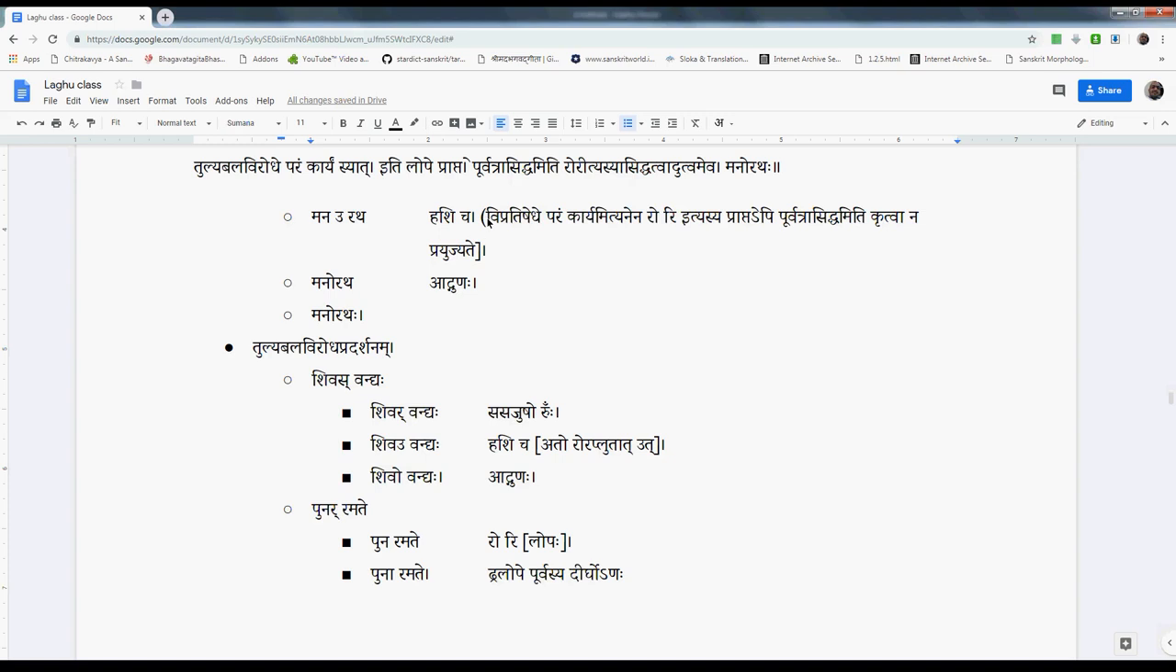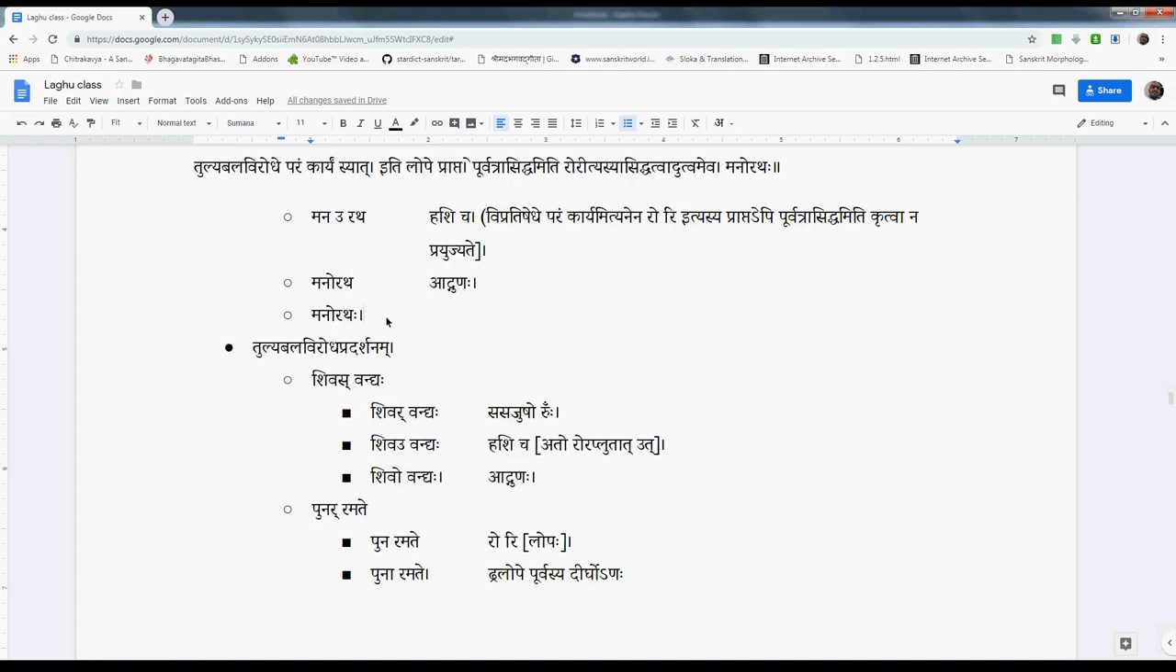For all practical purposes, hashicha thinks when you are to apply hashicha, that time rori is not existent at all. Therefore, it cannot be having the applicability there. Therefore, hashicha is applied here. Meaning what? Vipratishede param karyam, this paribhasha sutra is not applied here.